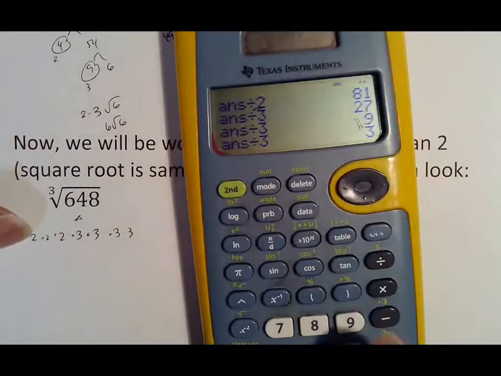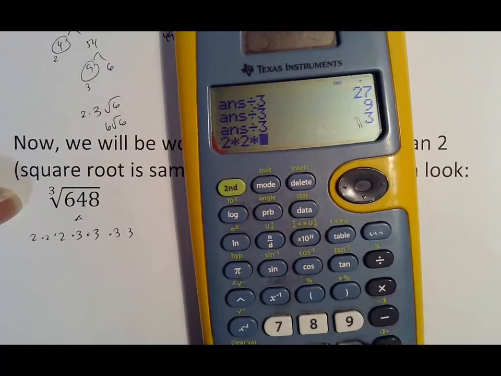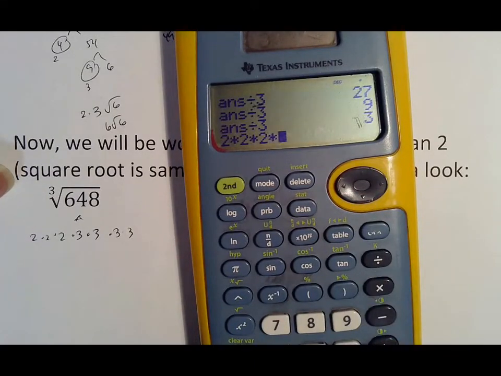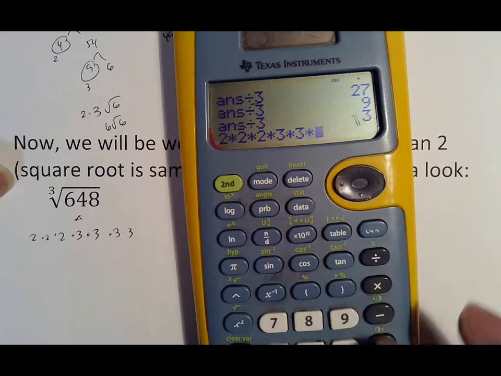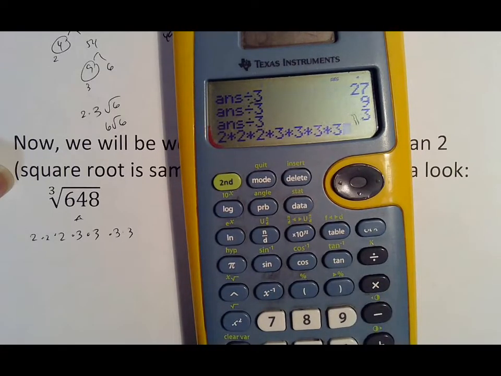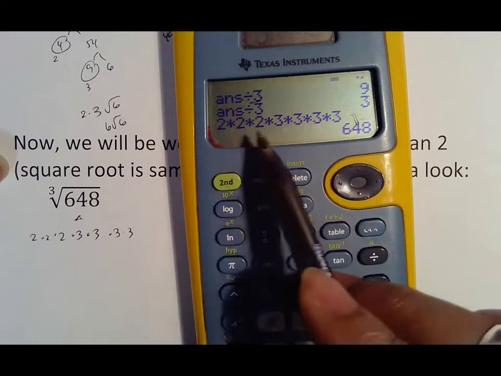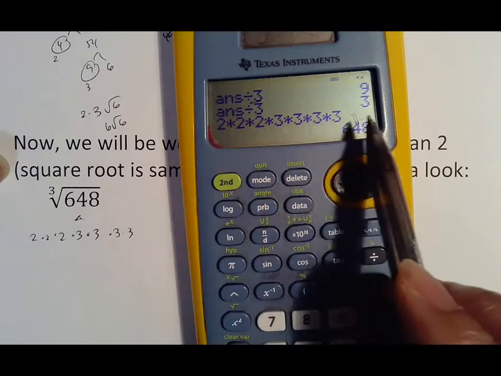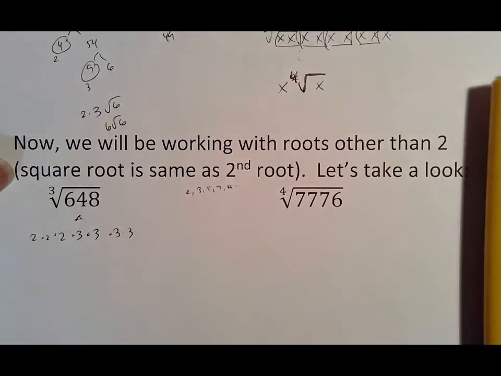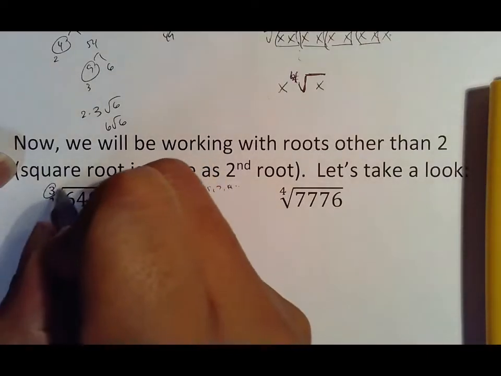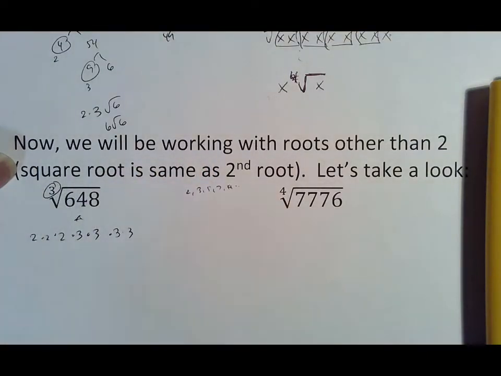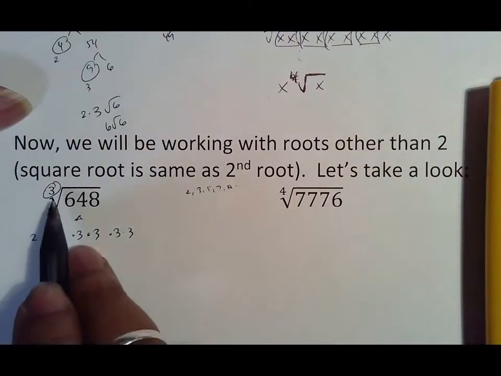If you check that out, it's 2 times 2 times 2 times 3 times 3 times 3 times 3, which was 3 2's and 4 3's. Notice how those prime numbers make 648. That's the prime factorization. It's like breaking a number down to its DNA. Whenever you do it the hard way, once you've broken it down to prime factorization, you're looking for groups of 3's.